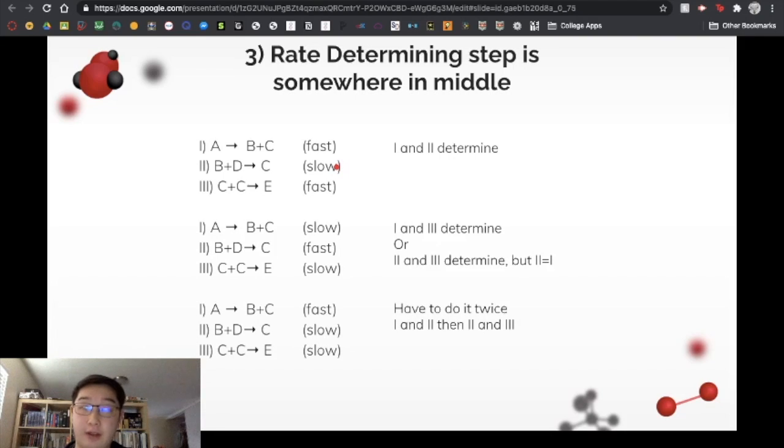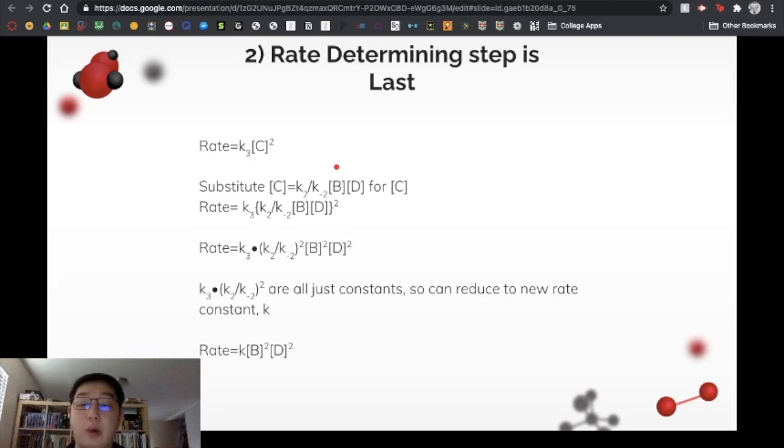And then for the second case, where the first reaction is slow, the second is fast, and the third is slow. In this case, it's basically going to be as if number 2 doesn't really exist. Essentially, the rate of the first one is going to determine the rate of number 2, and then from there you can combine them the way shown in the previous rate determining step as last here between 1 and 3.